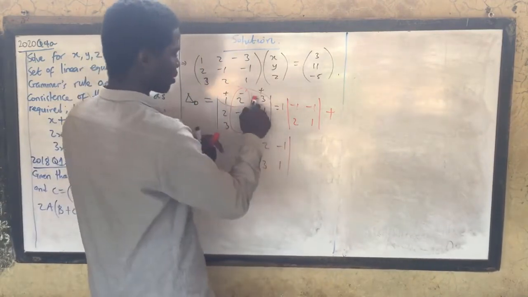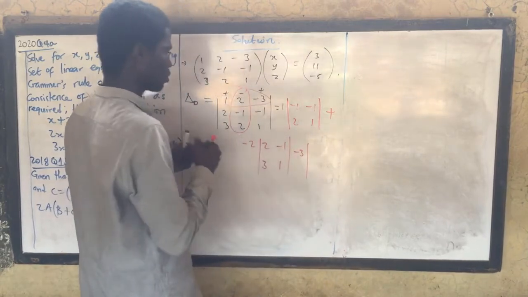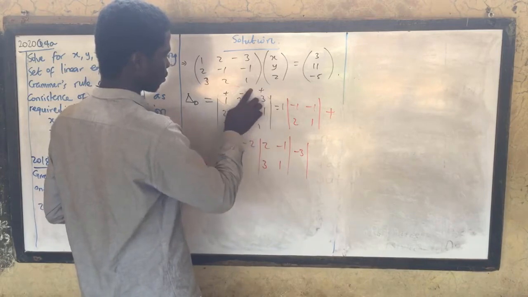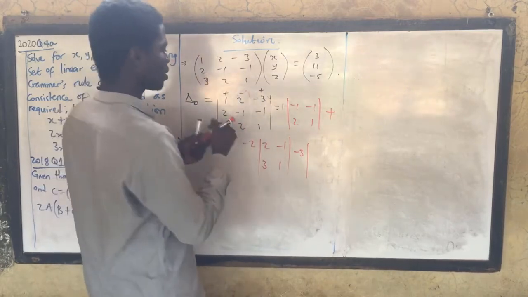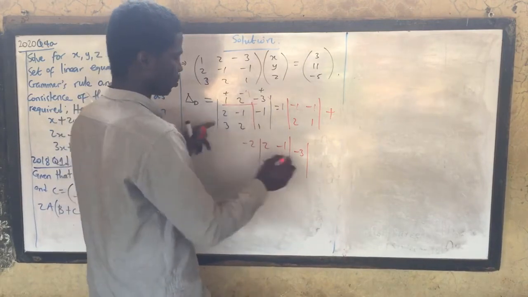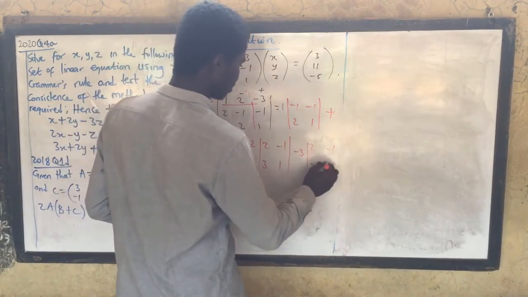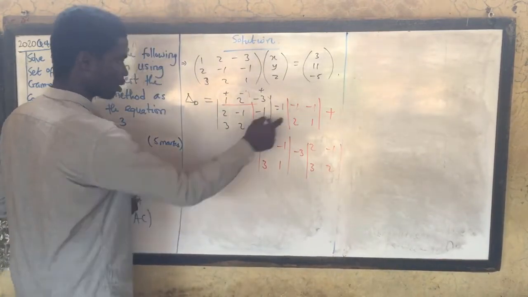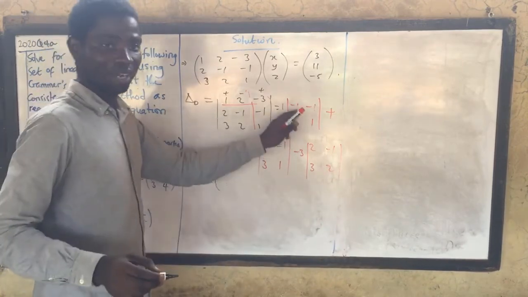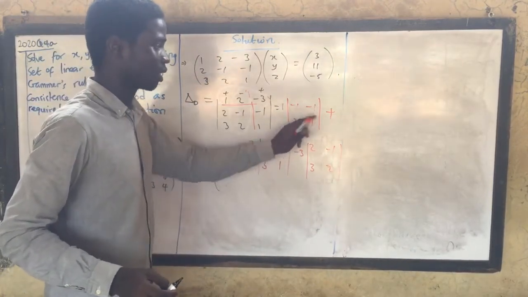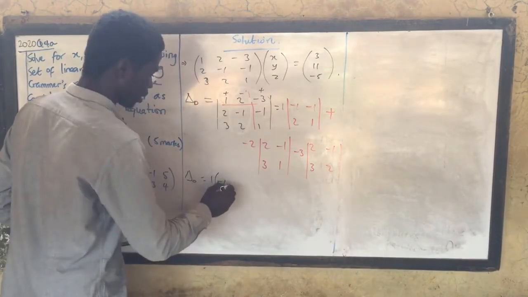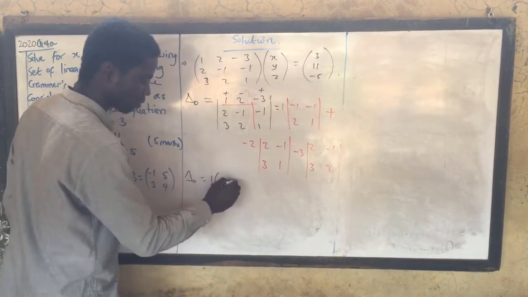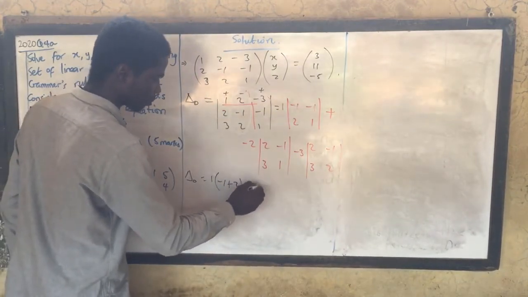Then lastly, plus times minus is minus, so you have -3. You remove this third row and this third column, and you'll be left with 2, -1, 3, 2. So now delta naught will be equal to, this is 1, you will now do AD minus BC, like this one times this one minus this one times that one. -1 times 1, -1, minus 2 times -1, that's -2.